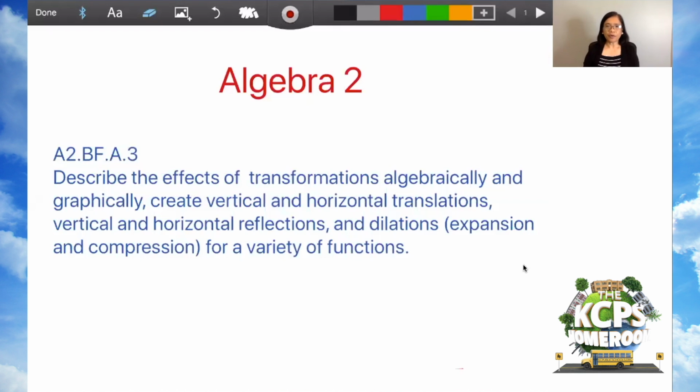Today we're going to focus on this standard in Algebra 2, A2.BF.A3, which is to describe the effects of transformations algebraically and graphically, create vertical and horizontal translations, vertical and horizontal reflections, and dilations, namely expansion and compression, for a variety of functions. Before we start, please be ready with your notebook and your pen.